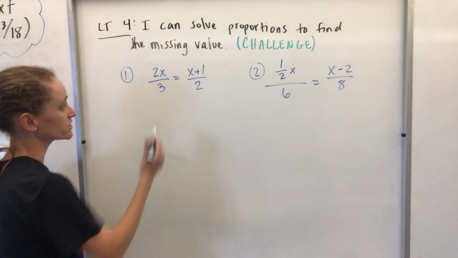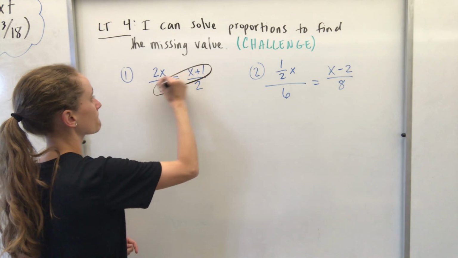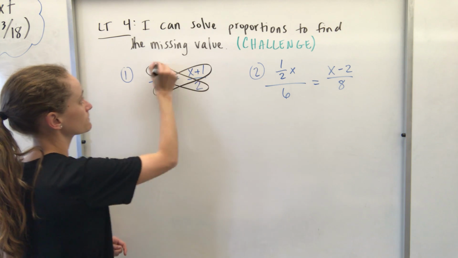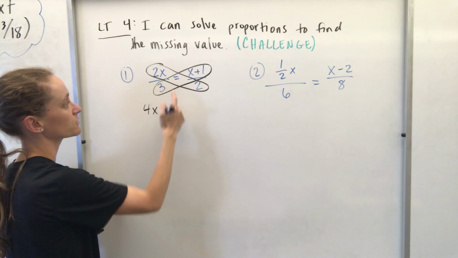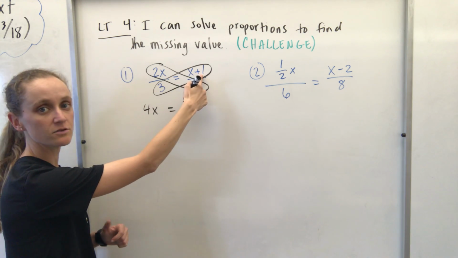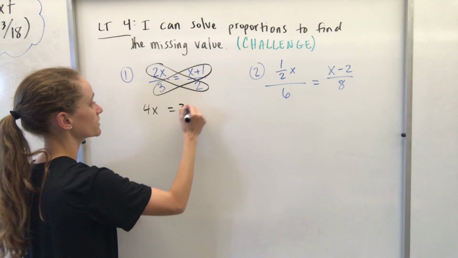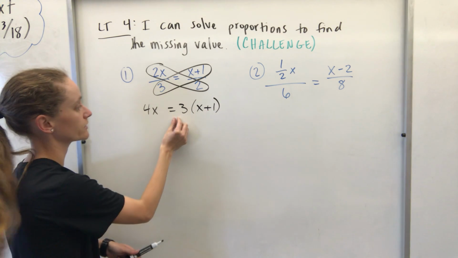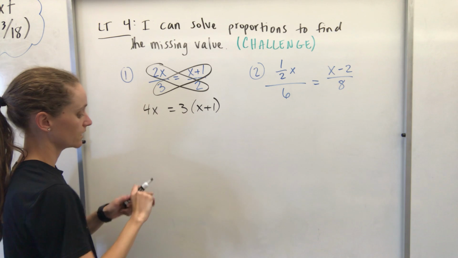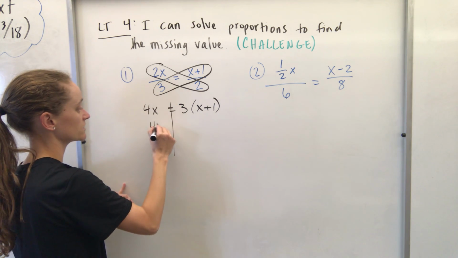Okay, so on these we're still using cross multiplication like we did in LT4 this chapter. So I have 2x times 2, which is 4x. But then be careful when you're going along this diagonal, because I'm doing 3 times x plus 1. So I need to keep that x plus 1 in the parentheses, because I'm multiplying 3 by this entire quantity. So remember, I just have 4x on this side.